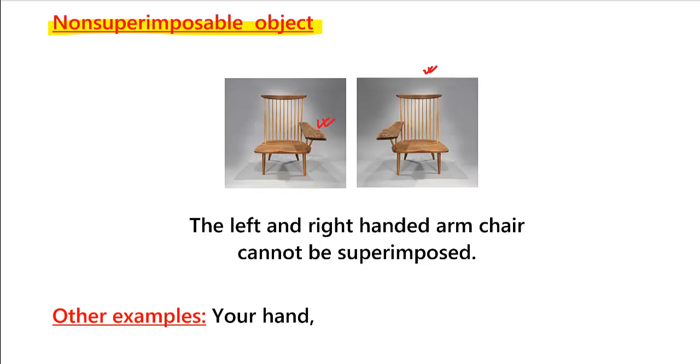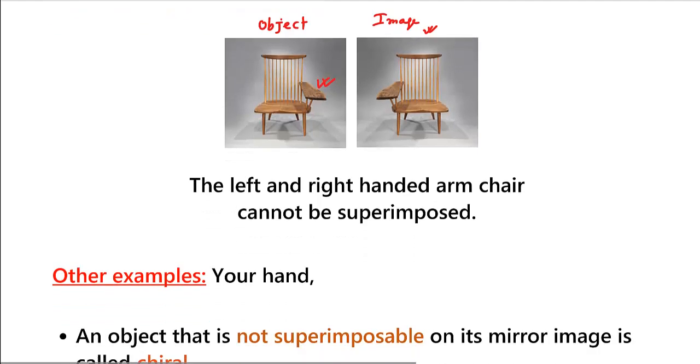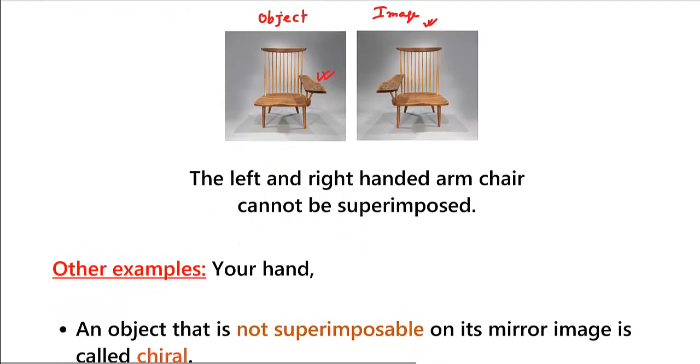So in this case this is the object and this is the image. Now if I try to superimpose, I cannot superimpose. If I try to lift this and put it here, what will happen? This handle will come to this side. So each feature of this chair cannot be superimposed. So this is a non-superimposable object. I can say in this case, the left and right handed armchair cannot be superimposed.